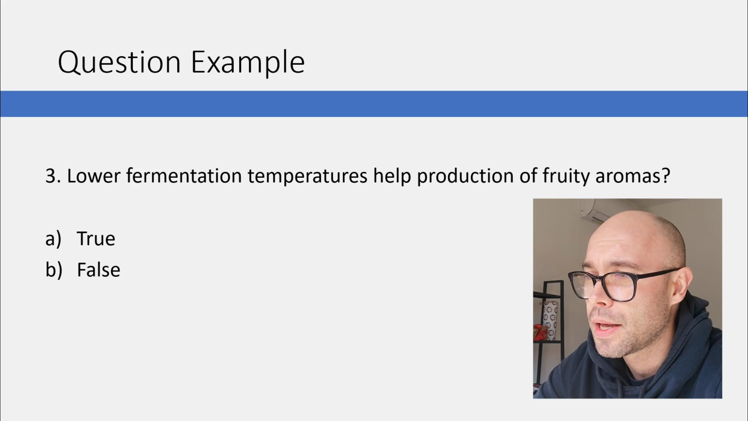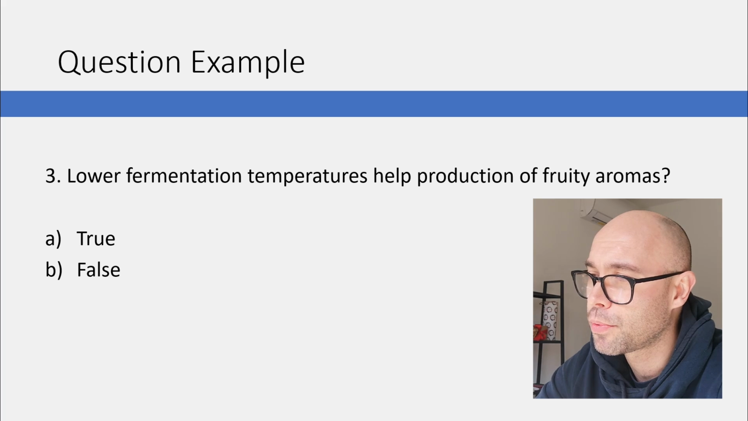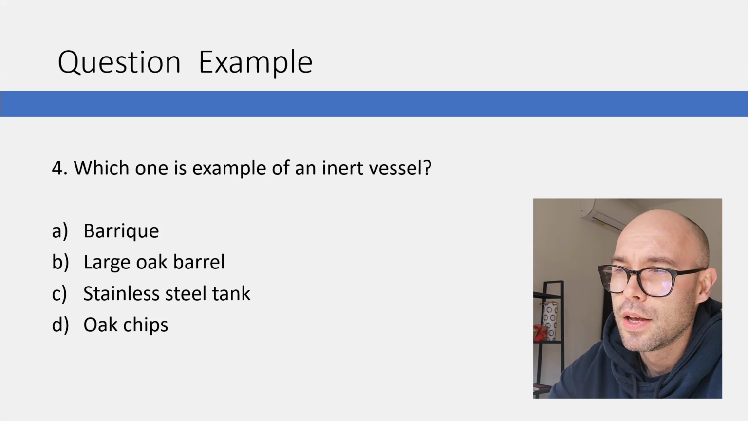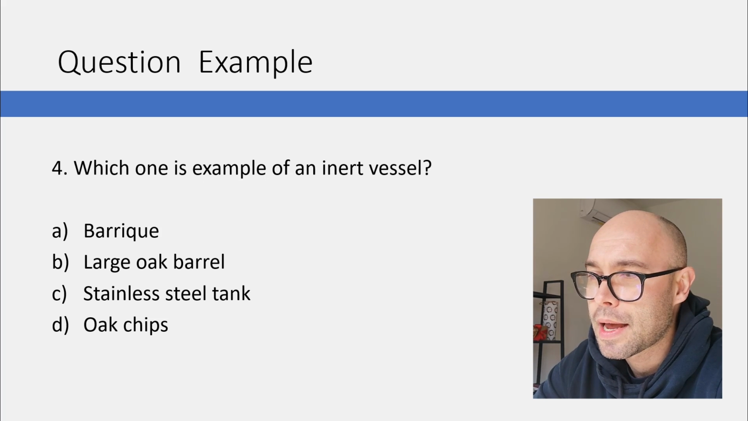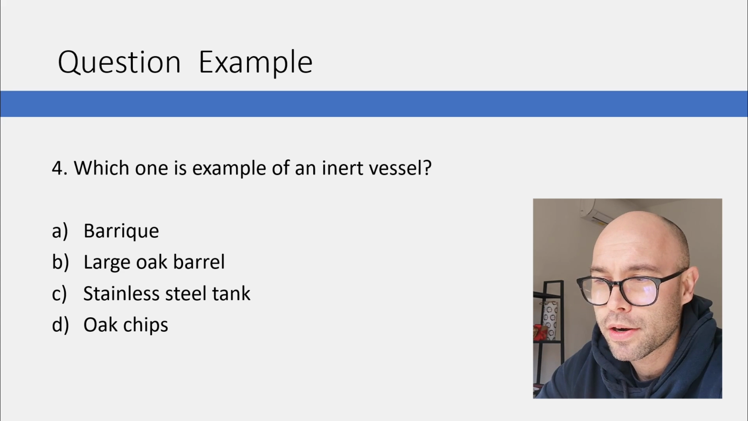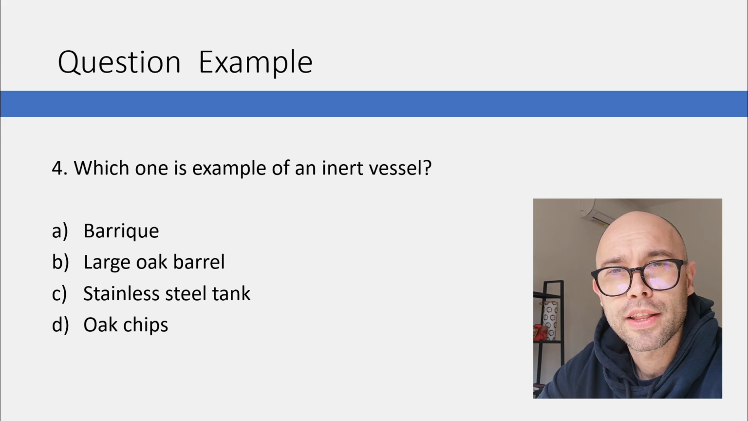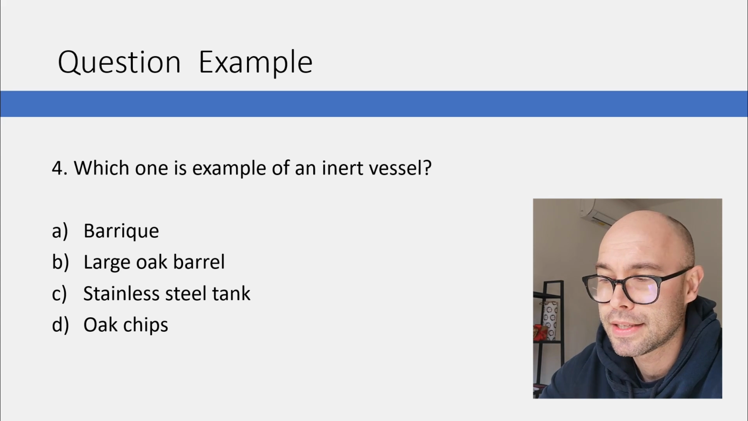Lower fermentation temperatures help production of fruity aromas. True or false? True. Which one is an example of an inert vessel? Barrique, large oak barrel, stainless steel tank, or oak chips? The correct answer is C, stainless steel tank.